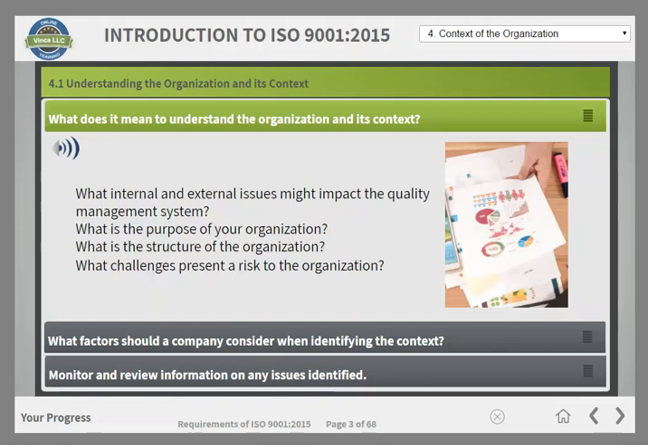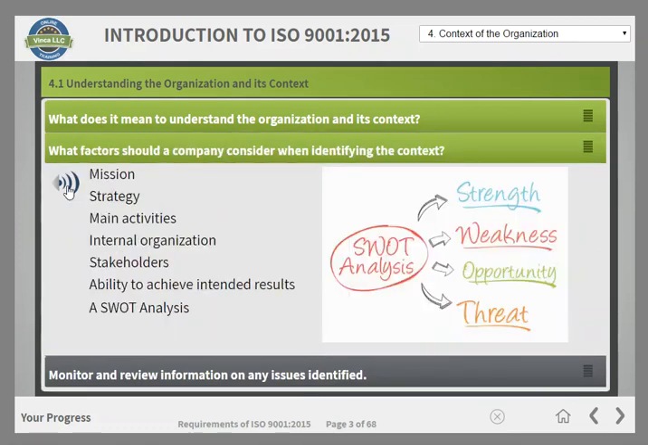You will need to show that you understand the purpose of your organization, the structure of your organization, and the challenges that exist that may present a risk to success in achieving your organizational or quality goals. What information would you be looking at?